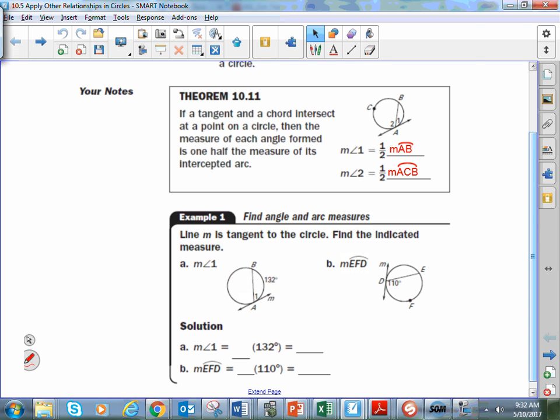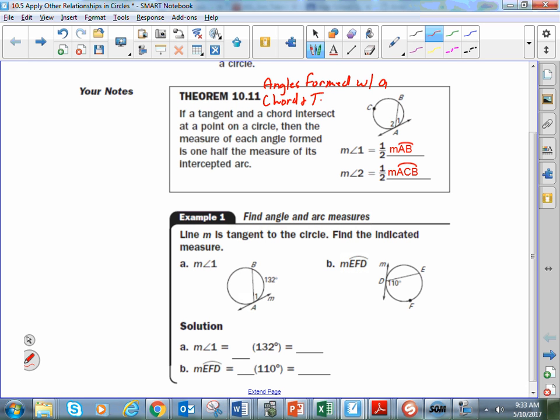Here we're looking at angles that are either inside a circle, on the circle, or outside of the circle. And here, this is where we're looking at angles on the circle. So here, theorem 10.11, you can think of that really as angles formed with a chord and tangent. You can say that: the angles formed with a chord and tangent theorem.